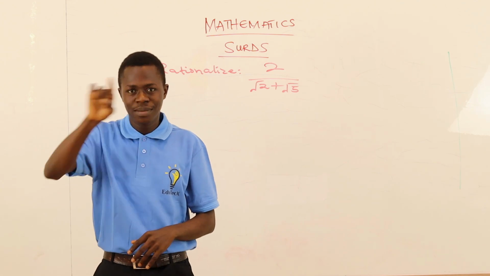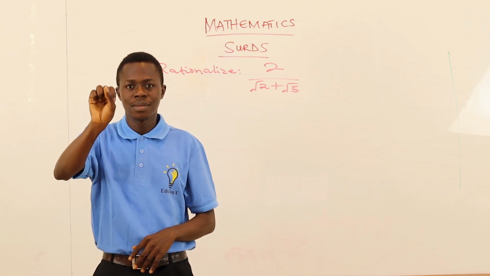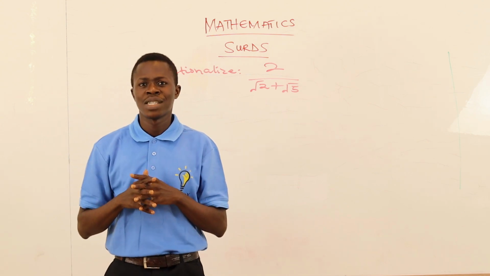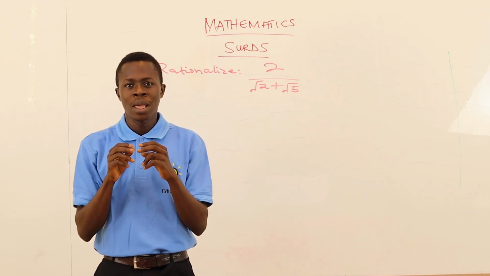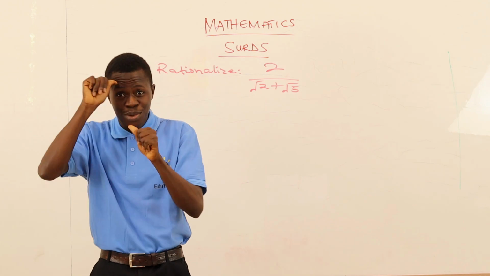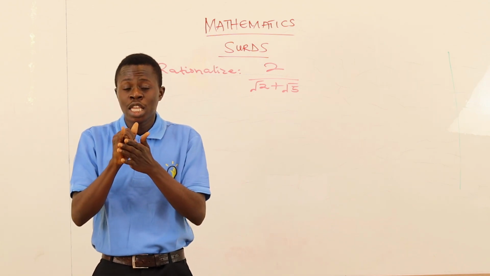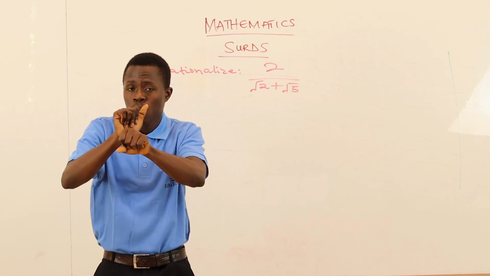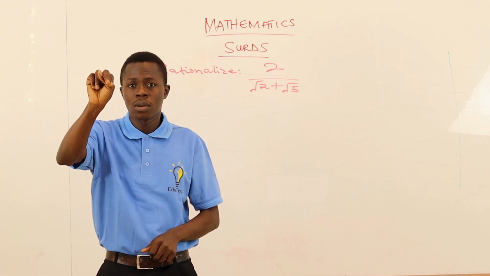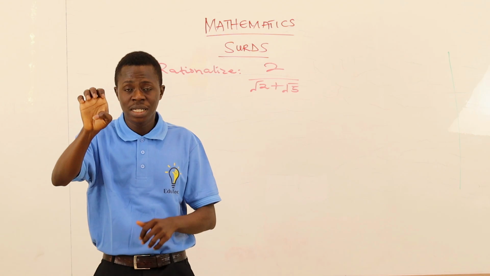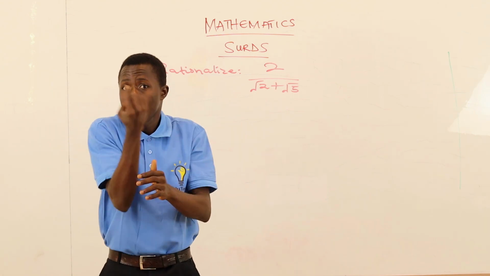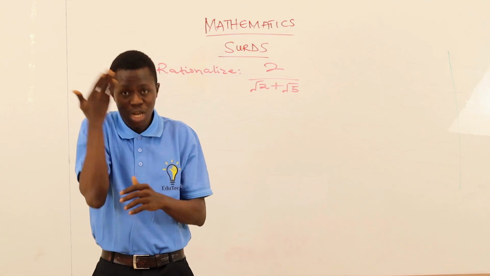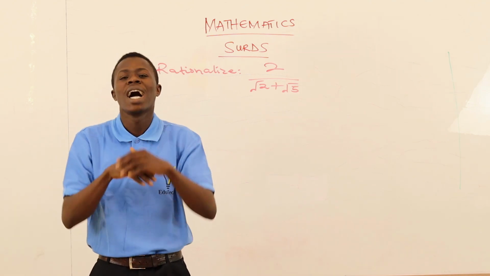Still, we are on Surds. We are not yet done. You remember in the previous lesson, we discussed how to rationalize surds. With those ones, it only had one surd as a denominator, right? Yes.